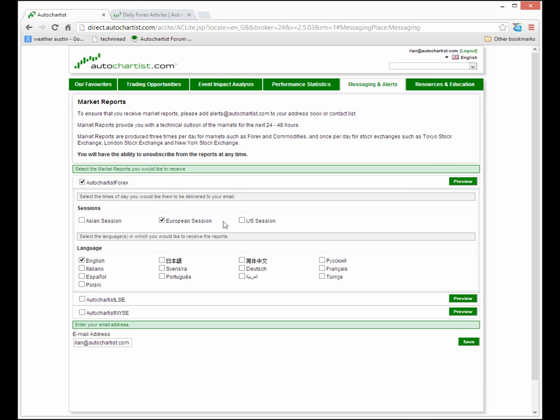Again, if you don't have this feature enabled in your Autochartist platform, ask your broker to expedite the process of getting it approved and enabled in your platform.